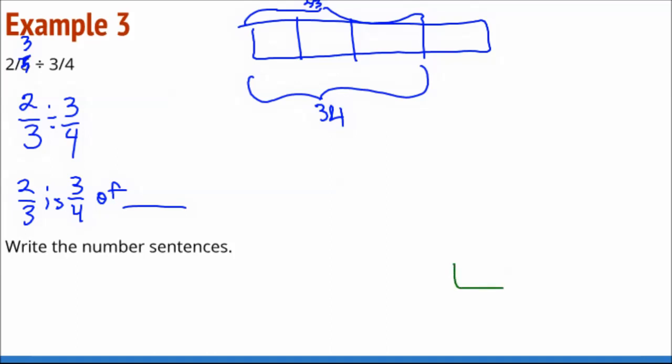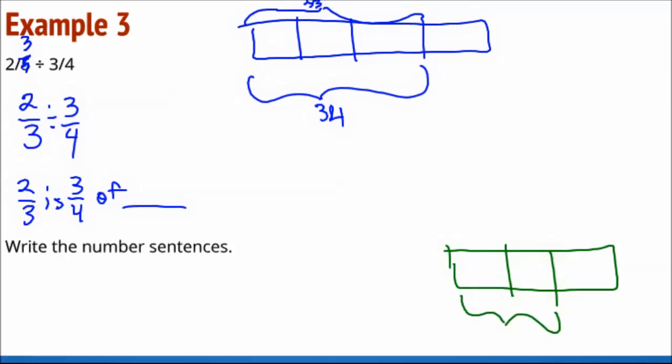So I've got my 2/3. There's my 2/3, and I need to make 3 pieces out of it, 3 parts. There we go, there's my 3 parts. So the 2/3 is going to be equal to 1, 2, 3, 4, 5, 6 ninths. So what we have done number sentence-wise is I've got 2/3 is 3/4 of. So I've taken my 2/3 and I have found 1/3 of it.